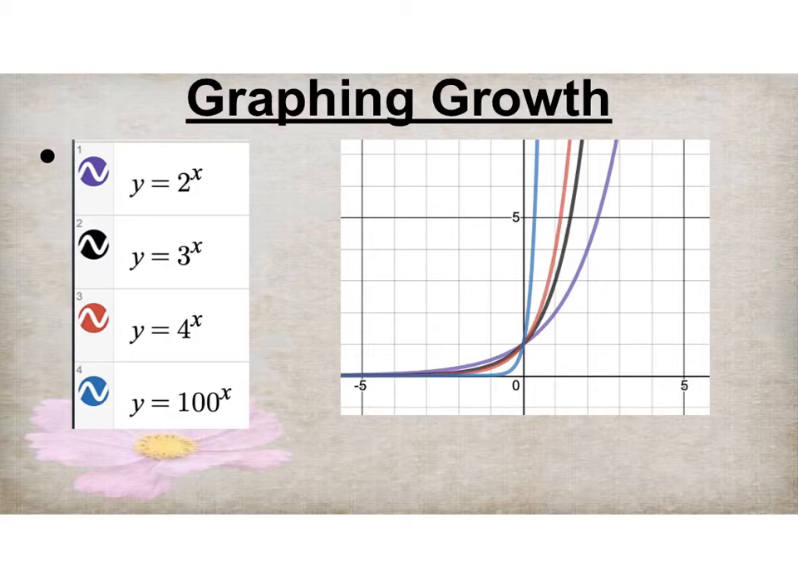I just wanted to share with you what happens when you change the base. So you can see I increased all the way to 100. They still have that same y-intercept. They still have that same asymptote.